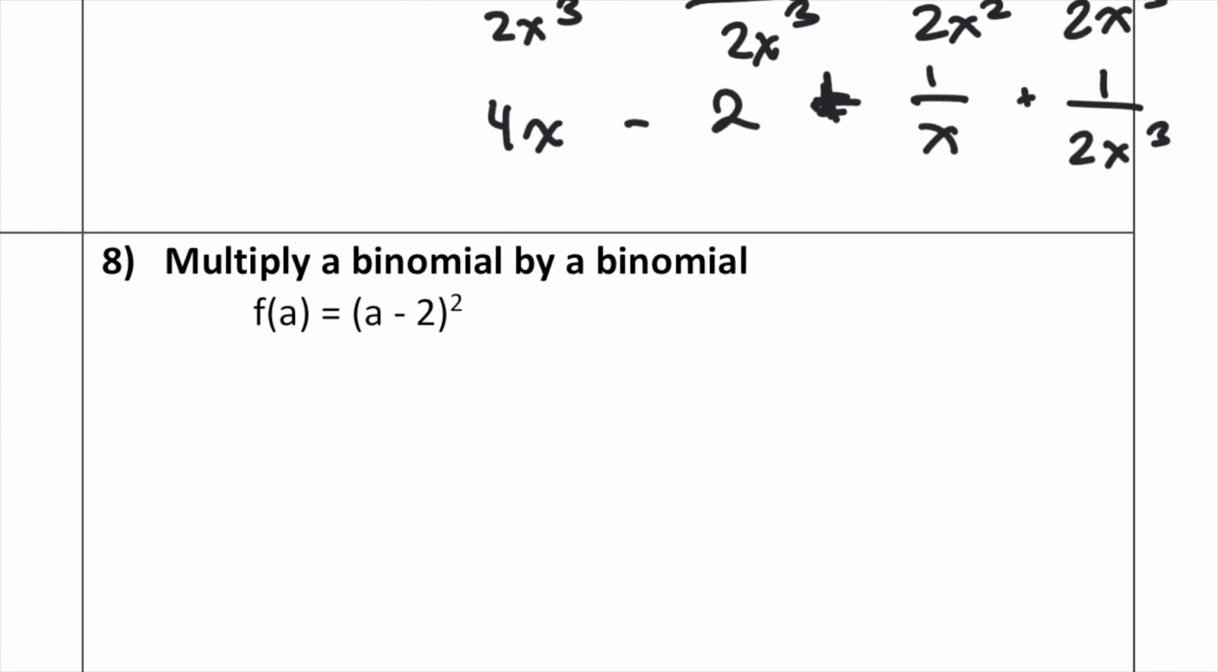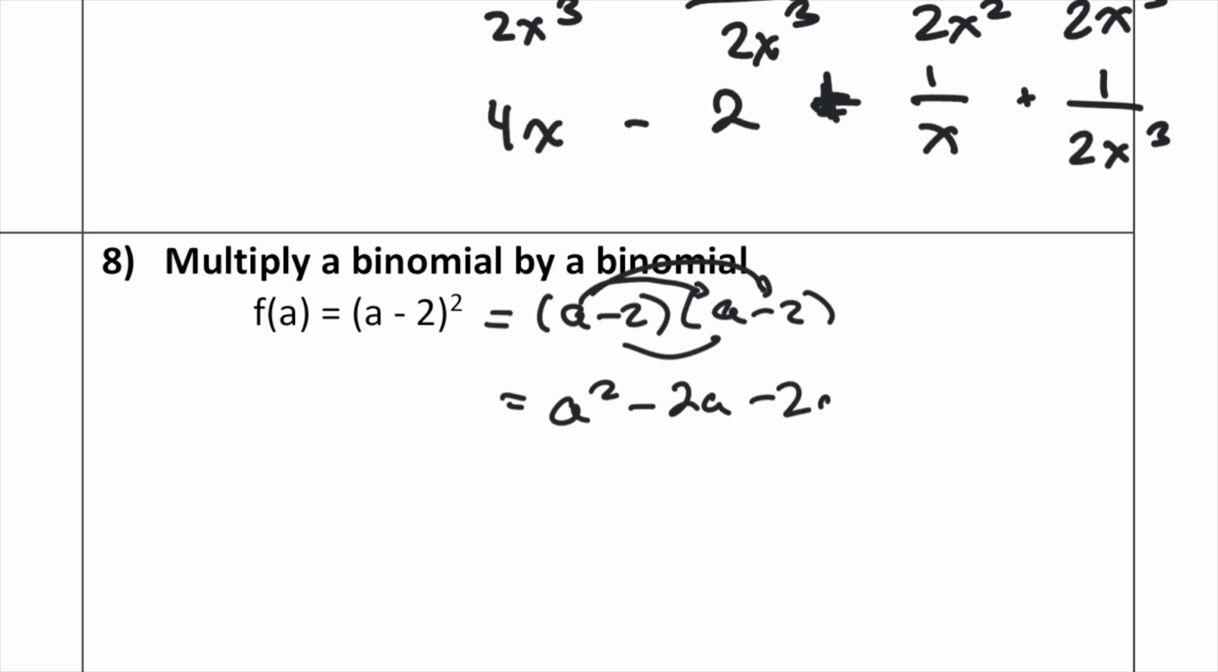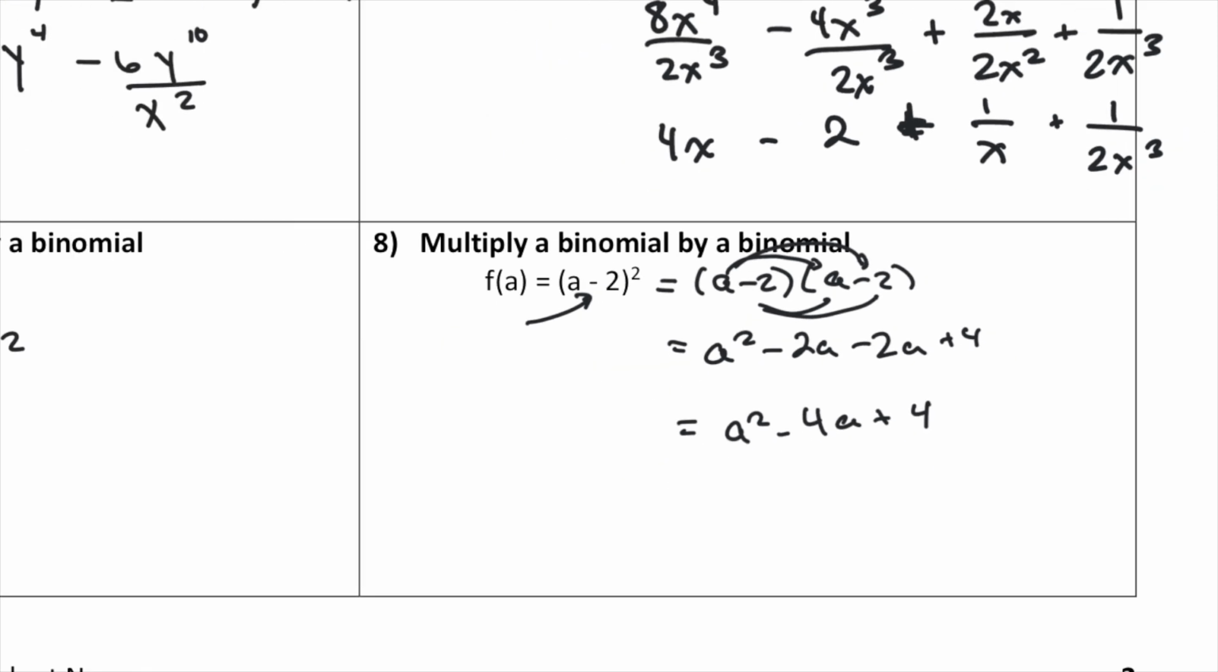Here's a sneaky one. This one, we're going to combine our multiplication with our exponent rules. So it's a lovely problem. Write a minus 2 times a minus 2. Then we're going to use that distributive property to get a squared minus 2a minus 2a, and a negative times a negative is positive. So we get a squared minus 4a plus 4. Now don't do anything silly with this problem. Do not do a squared and 2 squared. That type of problem only works if we have multiplication. But this has a negative sign, which means it's a binomial times a binomial problem.